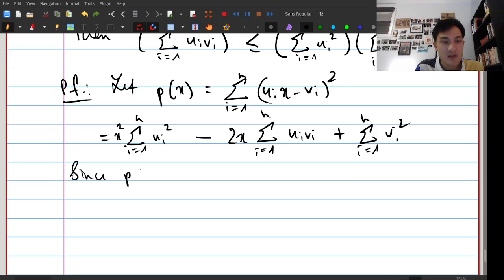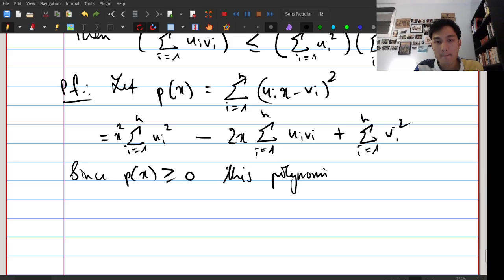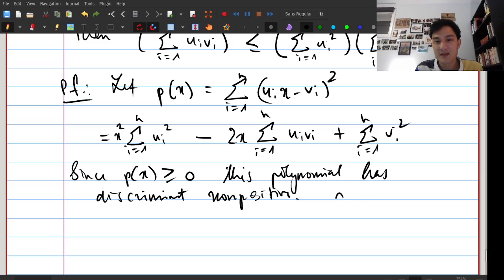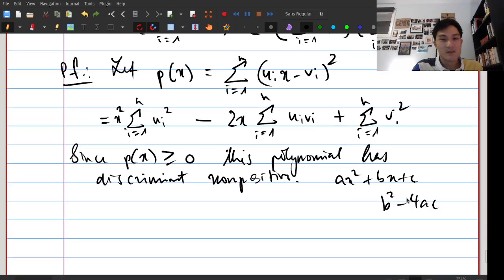Since p of x is non-negative, this polynomial has non-positive discriminant. And what's the discriminant? If we have ax squared plus bx plus c, the discriminant is in the quadratic formula, the thing underneath the square root, b squared minus 4ac, which you know from kindergarten.